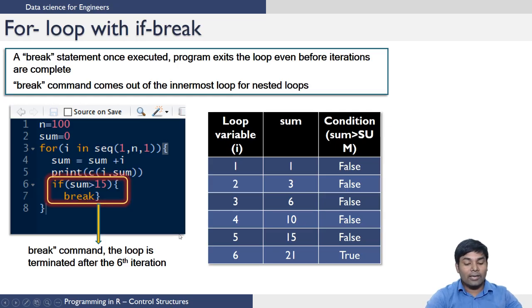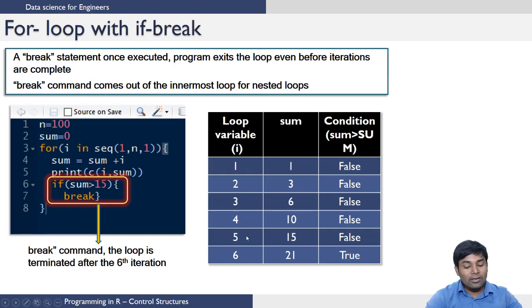So now let us see how these things work. In the first iteration, the loop variable has a value 1 because it is a sequence starting from 1 and the last value is 100 here. We have seen in the previous example also, for the first time the value of the sum becomes 1 and it checks the condition if sum is greater than 15. Because sum value is 1, it is not greater than 15, the break statement will not be executed, and the break statement will not be executed until 5 iterations.